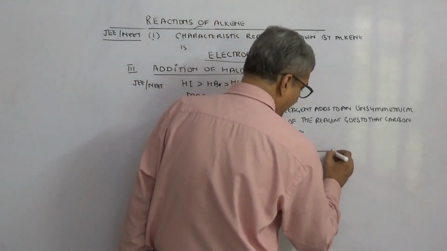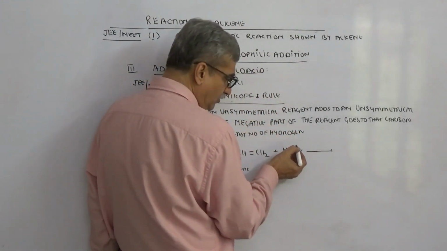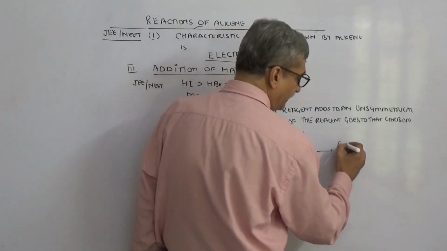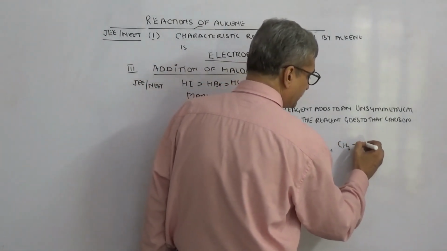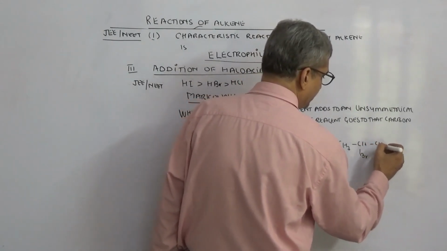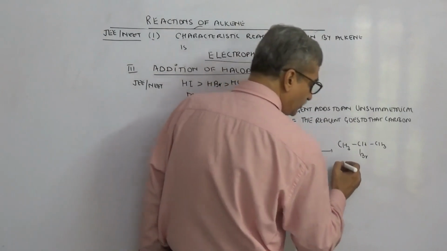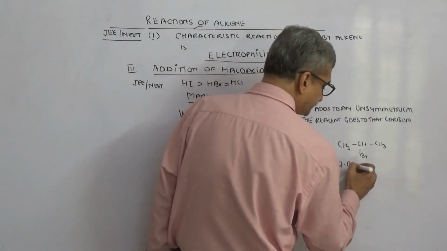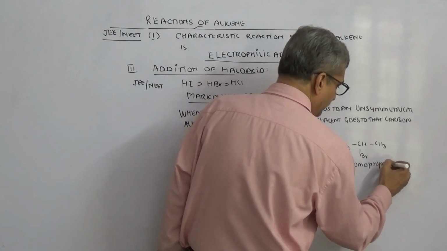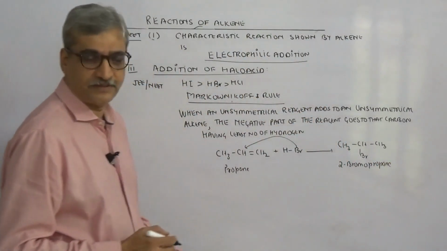So when they add, what happens? The negative part will go to that carbon having the least number of hydrogen. So we have CH3CHBrCH3. So you get 2-bromopropane. You get 2-bromopropane. Is this clear?